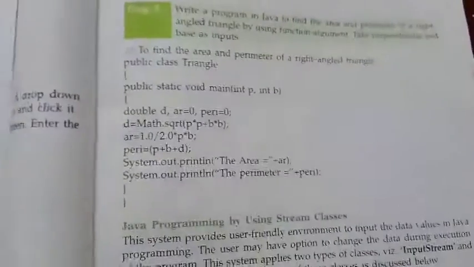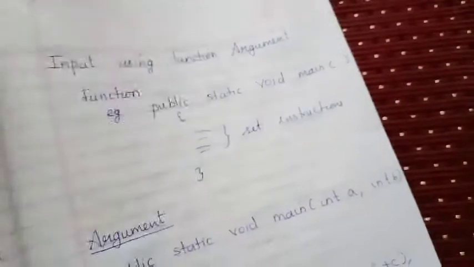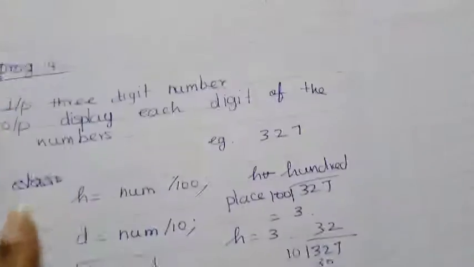Okay, so System.out.println, if you give the area variable, you will get the area, and similarly the perimeter here. Okay, in your book you have another program. Wait, I will explain that also.